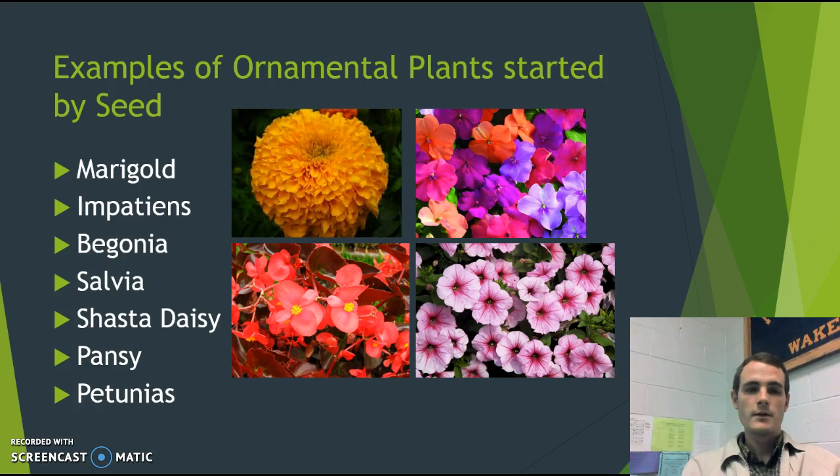So finishing up, a few plants that you can sexually propagate easily at home. You can buy these seed packages at Lowe's or any of your department stores. They are marigolds, you see in the top left, impatiens right here in the top right, begonias bottom left, petunias in this bottom right. You can also do salvia, Shasta daisy, pansies. There are a lot of plants out there you can propagate through seeds.